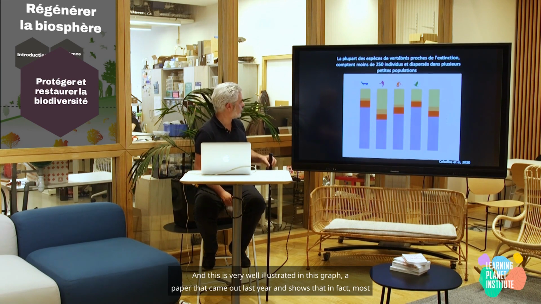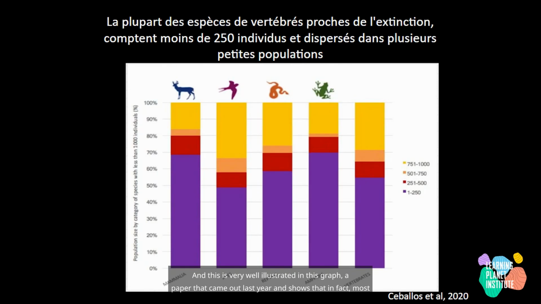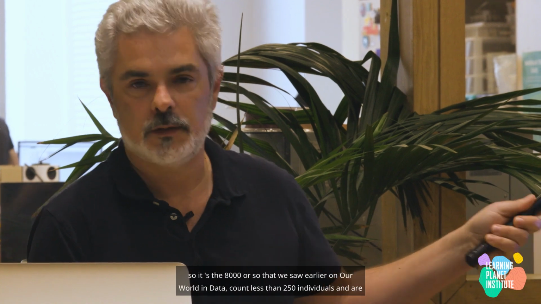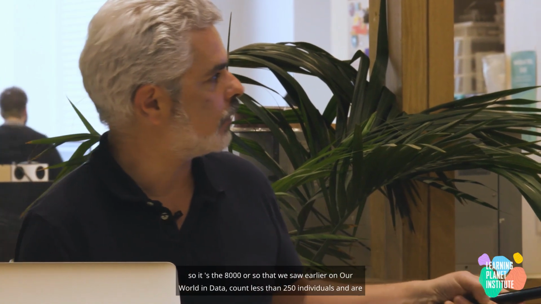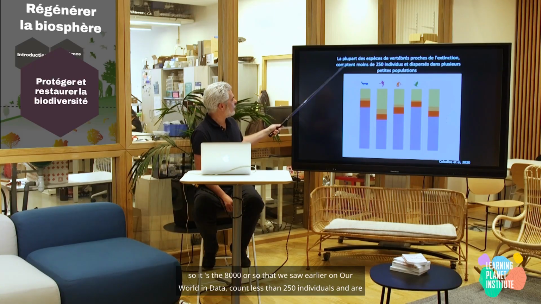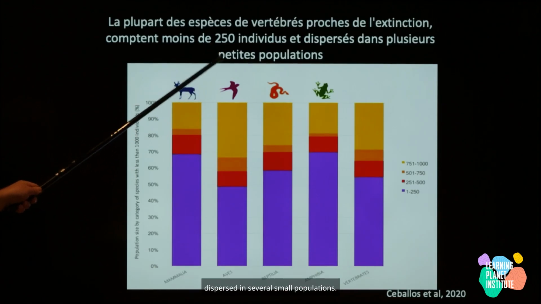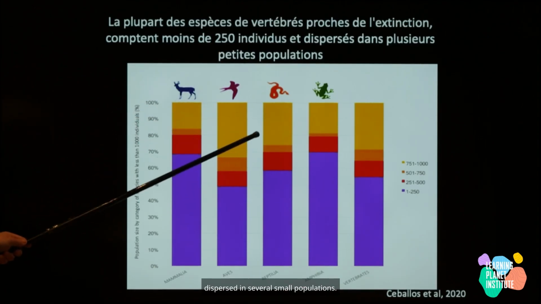And this is very well illustrated in this graph, from a paper that came out last year. It shows that, in fact, most vertebrates, so we are talking about the same ones again, are close to extinction. The 8,000 or so that we saw earlier on Our World in Data count fewer than 250 individuals and are dispersed in several small populations.